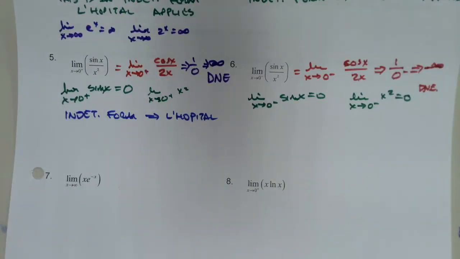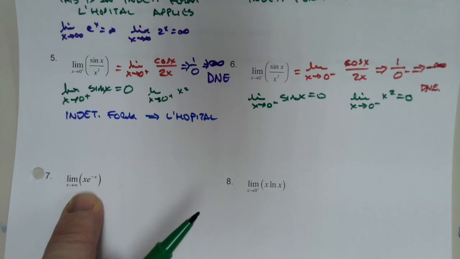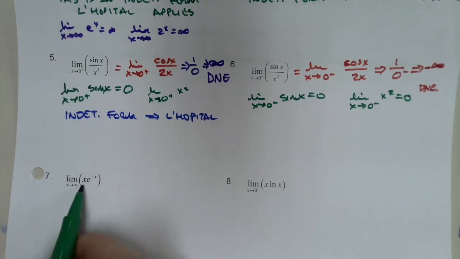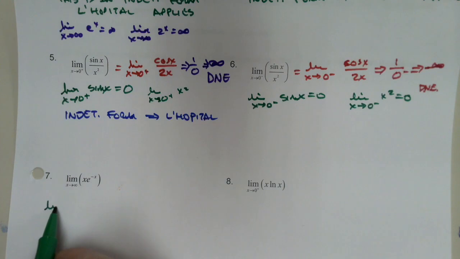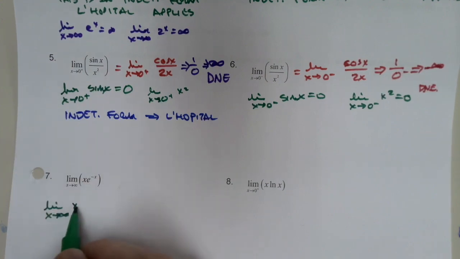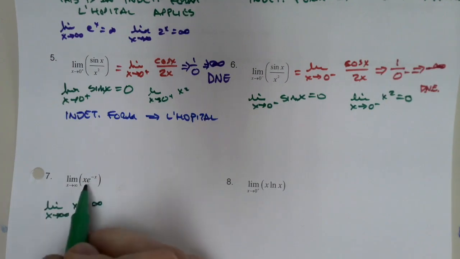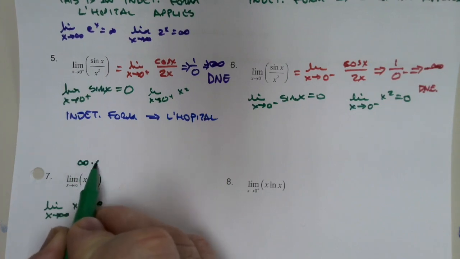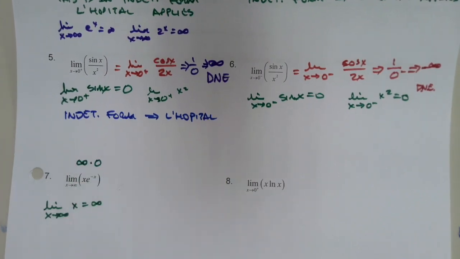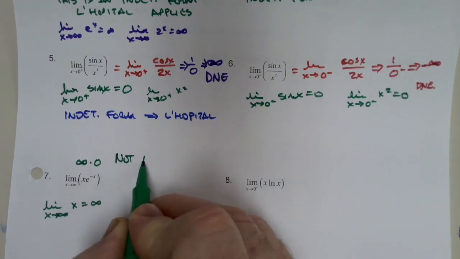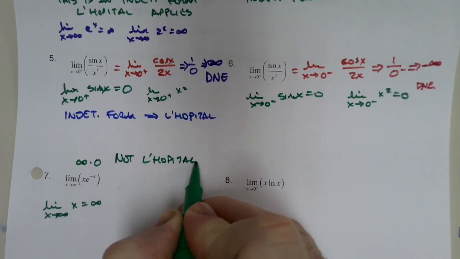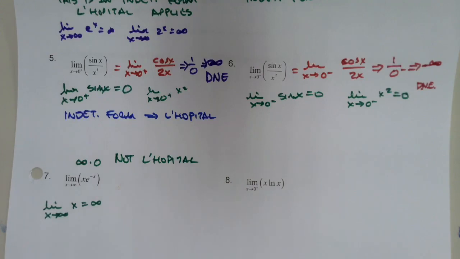Okay. In this one, as x goes to infinity, you can see here we'll have the limit as x goes to infinity of x. That's going to be infinity, but wait a second, e to the negative x, as x goes to infinity, is going to be 0. So this is infinity times 0. This is not a L'Hopital problem. Okay? It's not of that form.